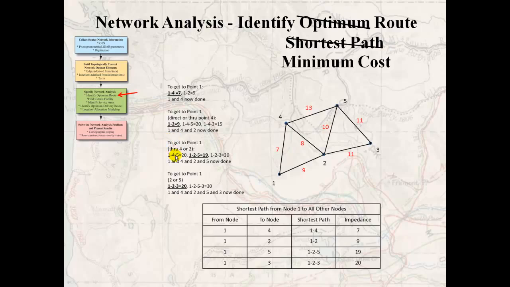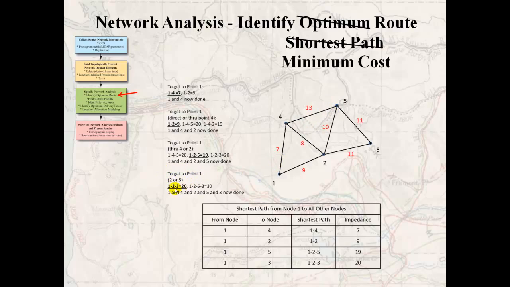I can extend this and say, okay, now I'm going to get to point 1 through either point 4 or point 2. How do I do that? I can go 1, 4, 5. I can go 1, 2, 5. Or I can do 1, 2, 3. The minimum of those is 19, which would be 1, 2, 5. So now I've locked in point 1, point 2, point 4, and point 5.